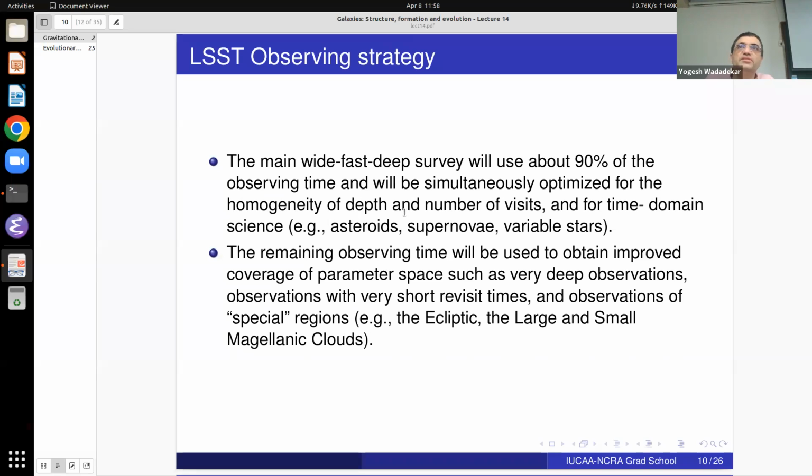Pencil beam observations of various deep fields will also be done. There will also be some observations done with very short revisit times, so that things that change on time scales of hours, etc., can also be studied well. And observations of special regions, the ecliptic, the large and small Magellanic Clouds, etc., will also form an important part of the study. The ecliptic, because one of the mandates of LSST is to find near-Earth asteroids, and these are typically in and around the ecliptic region, and therefore they'll find very, very small asteroids also.